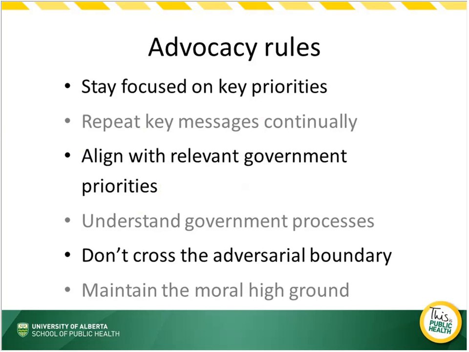Aligning with government priorities, that's super important. You've got to read the government documents, read their business plans, know what their goals, missions, objectives are, read their platform documents, including the opposition's, and know what their priorities are so you can align with them. I can assure you that every single political party in Canada has improving quality of life as one of their key priorities. So there's always alignment on that particular item.